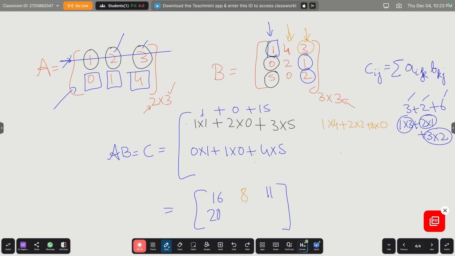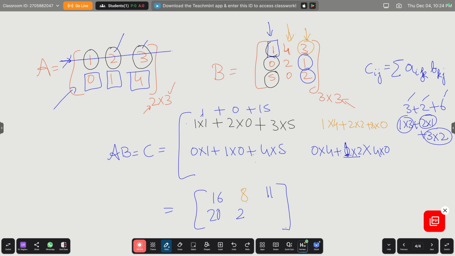And now this is second row with second column. Second row of matrix A and with second column of matrix B. So 0 into 4, you can look at the values carefully. 0 is the first element of second row in matrix A, and 4 is the first element of second column in matrix B. 0 into 4 plus, sorry, the second element is 1, 1 into 2 plus 4 into 0. So this will be 2 into 1 plus 0 plus 0. So this is going to be 2.